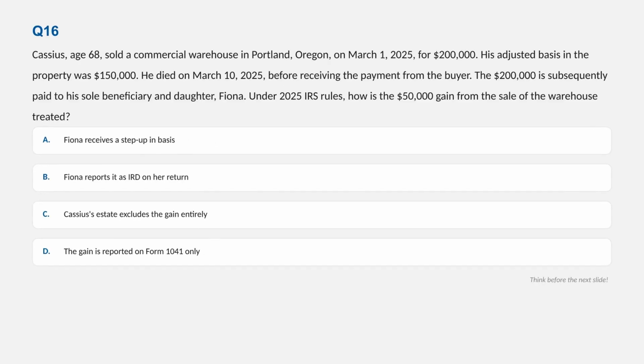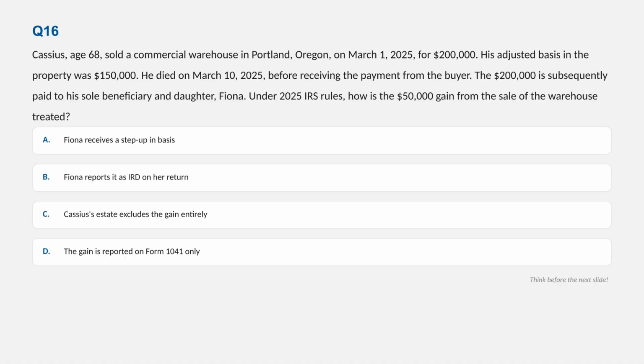Cassius, age 68, sold a commercial warehouse in Portland, Oregon on March 1st, 2025 for $200,000. His adjusted basis in the property was $150,000. He died on March 10th, 2025 before receiving the payment from the buyer. The $200,000 is subsequently paid to his sole beneficiary and daughter, Fiona. Under 2025 IRS rules, how is the $50,000 gain from the sale of the warehouse treated?